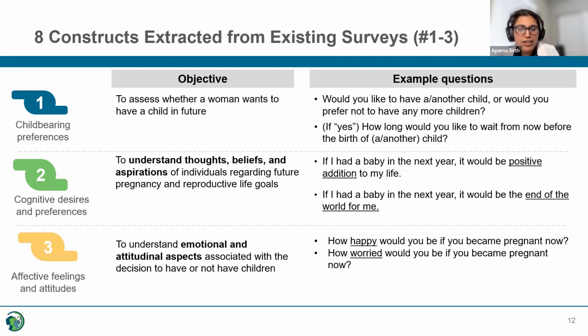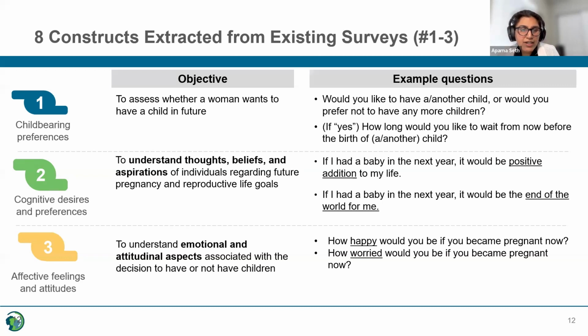An example of survey questions are, would you like to have another child? If yes, how long do you want to wait before the birth of that child? So asking a woman very directly about their intentions for a child in future.